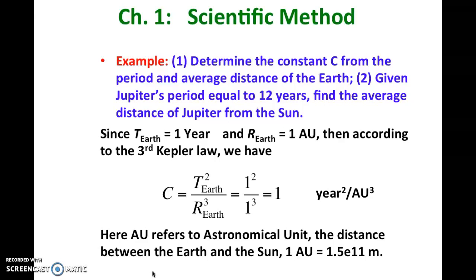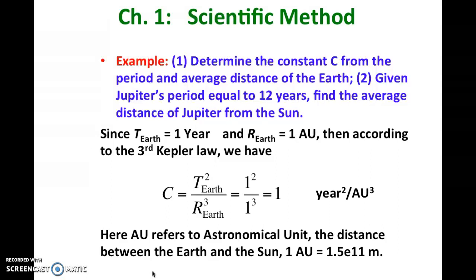First, let us complete the example about the application of Kepler's law. Last time we determined the constant C to be equal to 1 year squared over AU cubed, according to Earth's orbit, Earth's period and the average distance to the Sun. Here AU refers to the astronomical unit, defined as the distance between the Sun and the Earth. It is equal to 1.5 times 10 to the 11 meters.